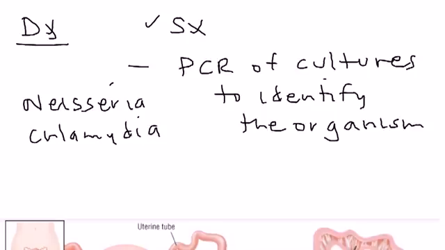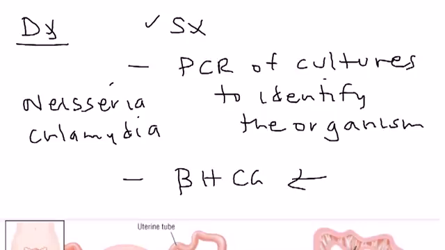And another thing that's done in the workup of PID is a pregnancy test, beta-HCG, because ectopic pregnancy, which we just talked a little bit about, has symptoms very similar to those of PID. So when you're trying to diagnose PID, you also try to diagnose ectopic pregnancy, and that can be done with a beta-HCG.